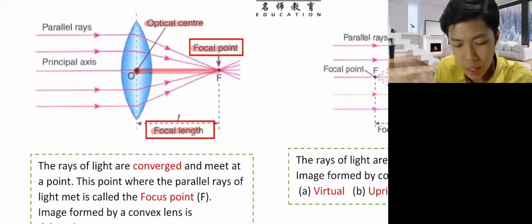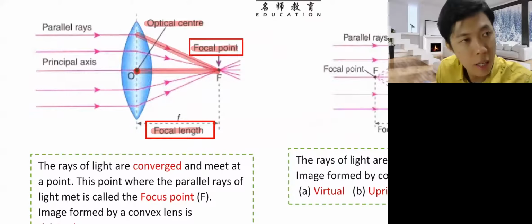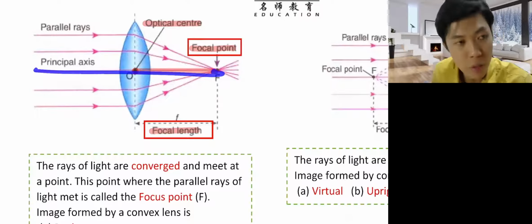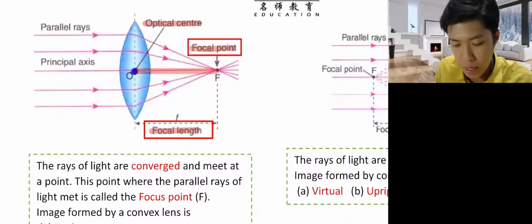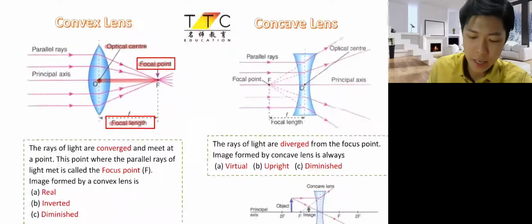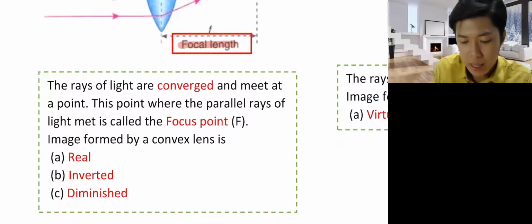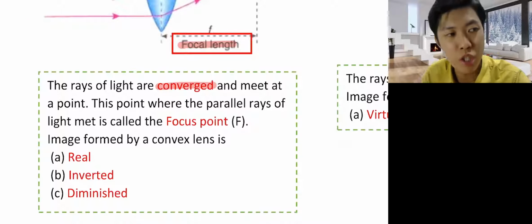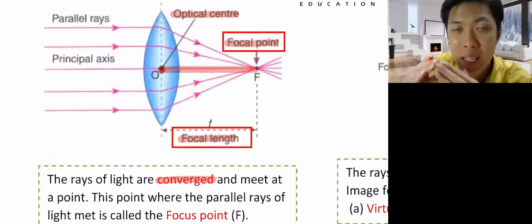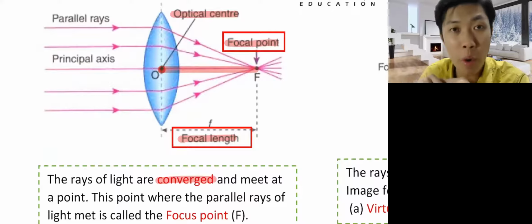Some people measure from here to here. Some people measure from here to here. Wrong. So from here to here. All right. The convex lens will converge light rays. Converge basically means focus. So this lens will combine the light onto one point.